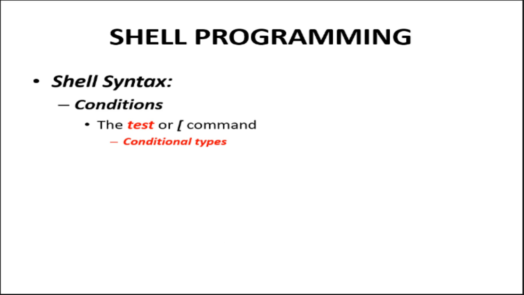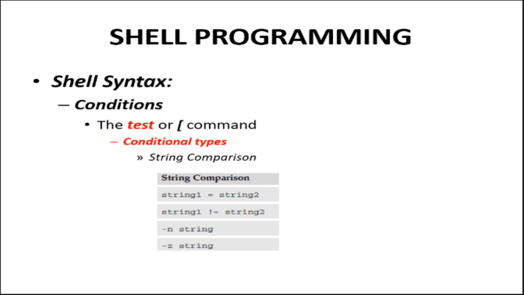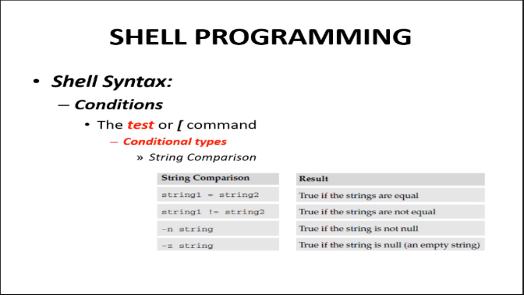When we look into the string comparison, the following is the list of string comparison operators, where string 1 = string 2 returns true if strings are equal, string 1 != string 2 returns true if the strings are not equal, -n string returns true if the string is not null, -z string returns true if the string is null. So that is a description of the string comparison.